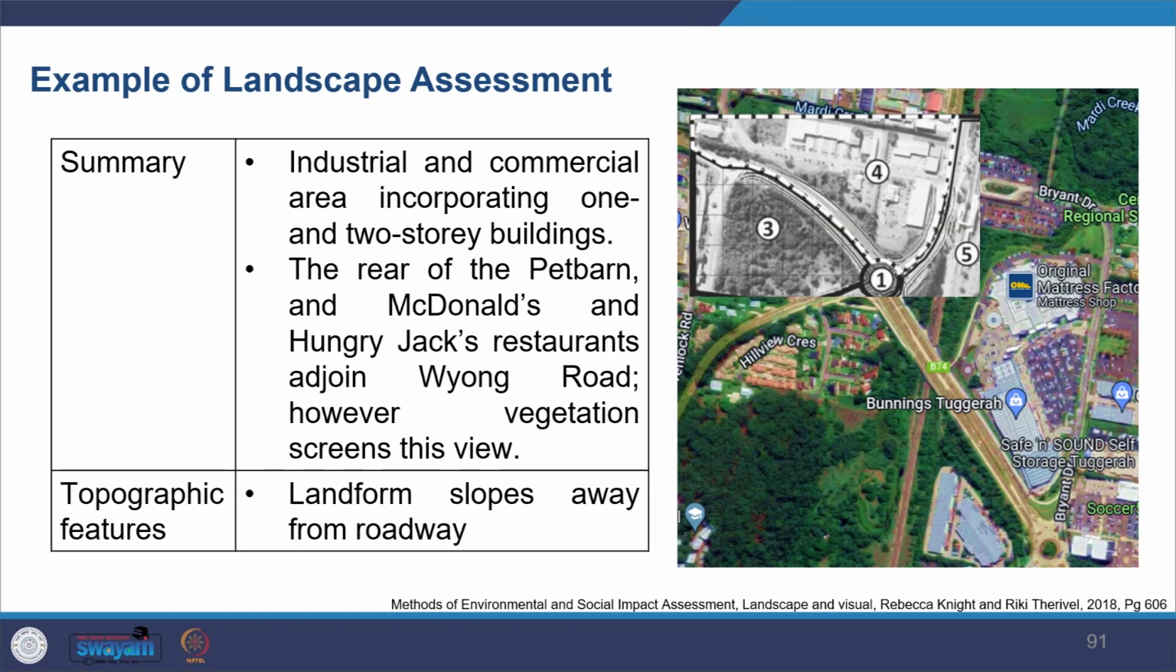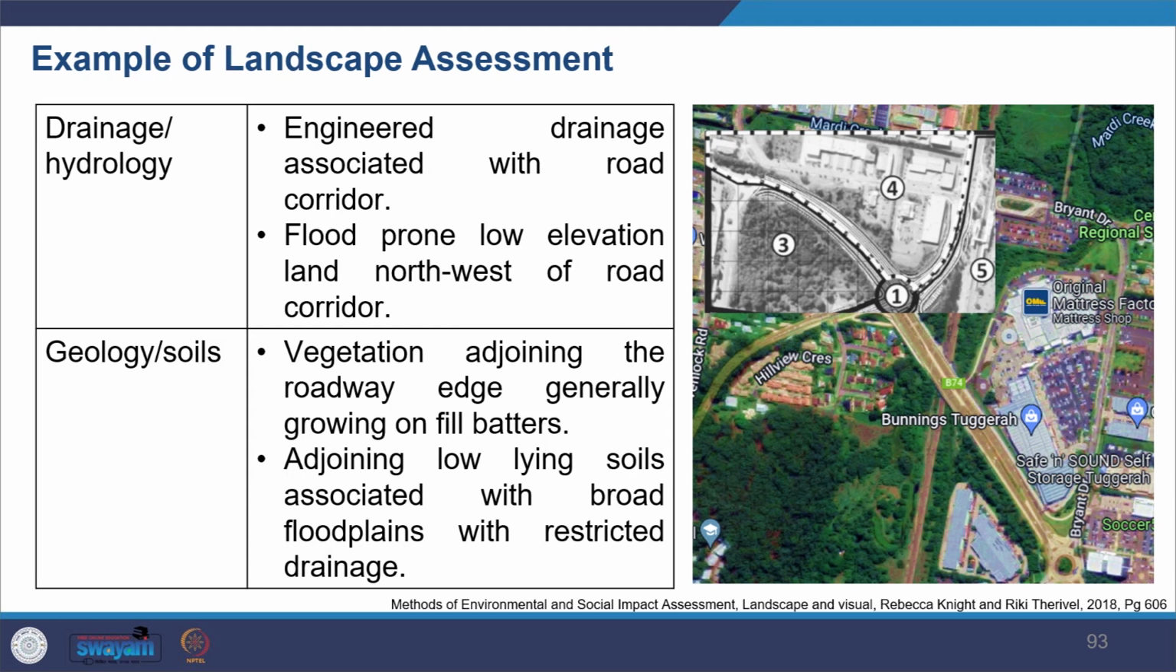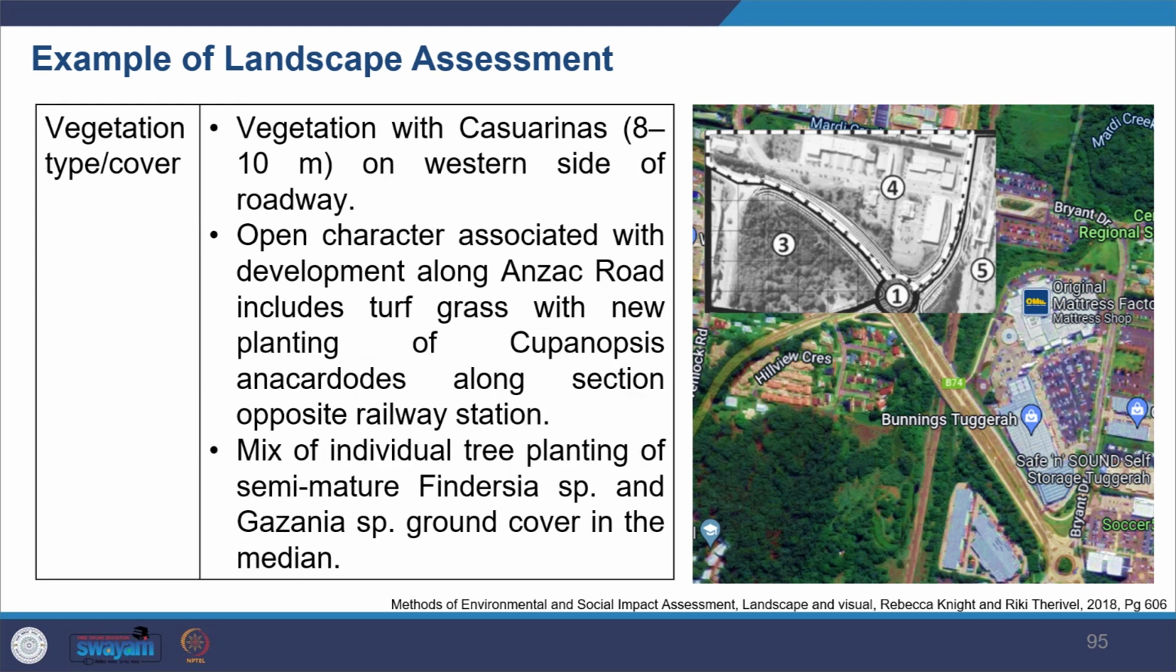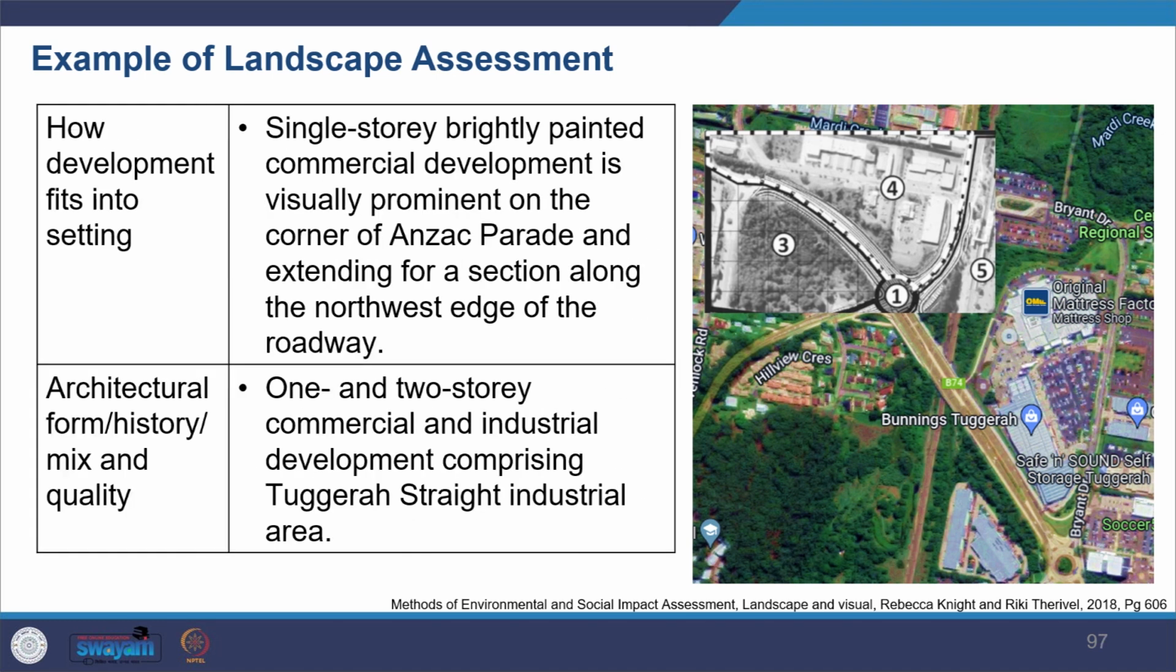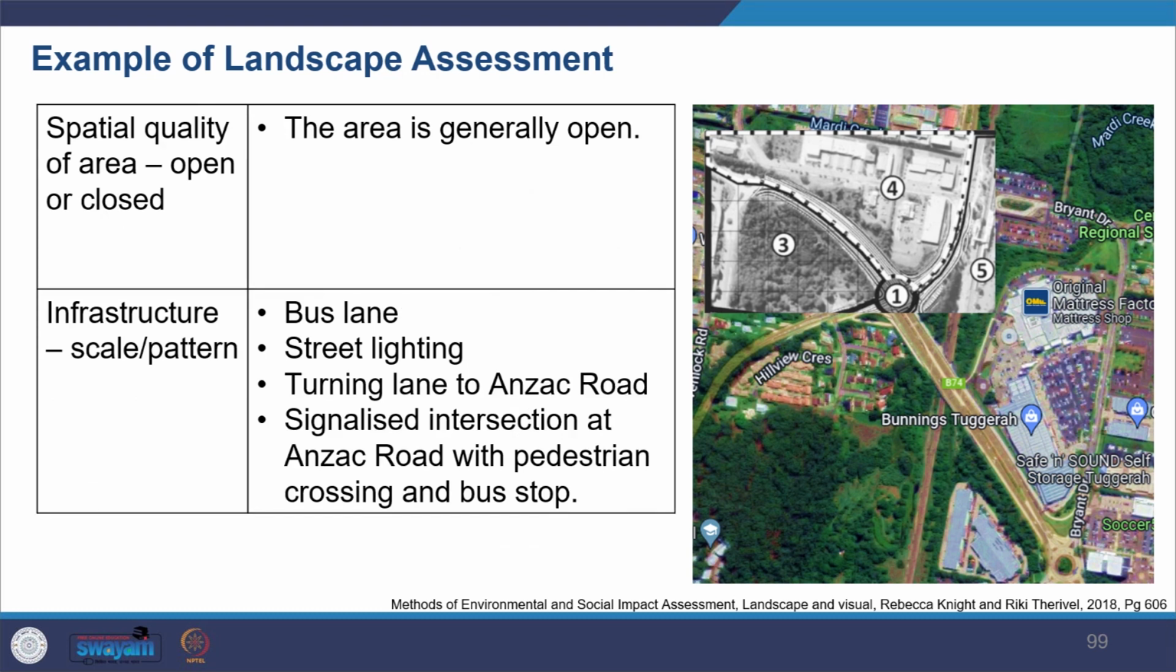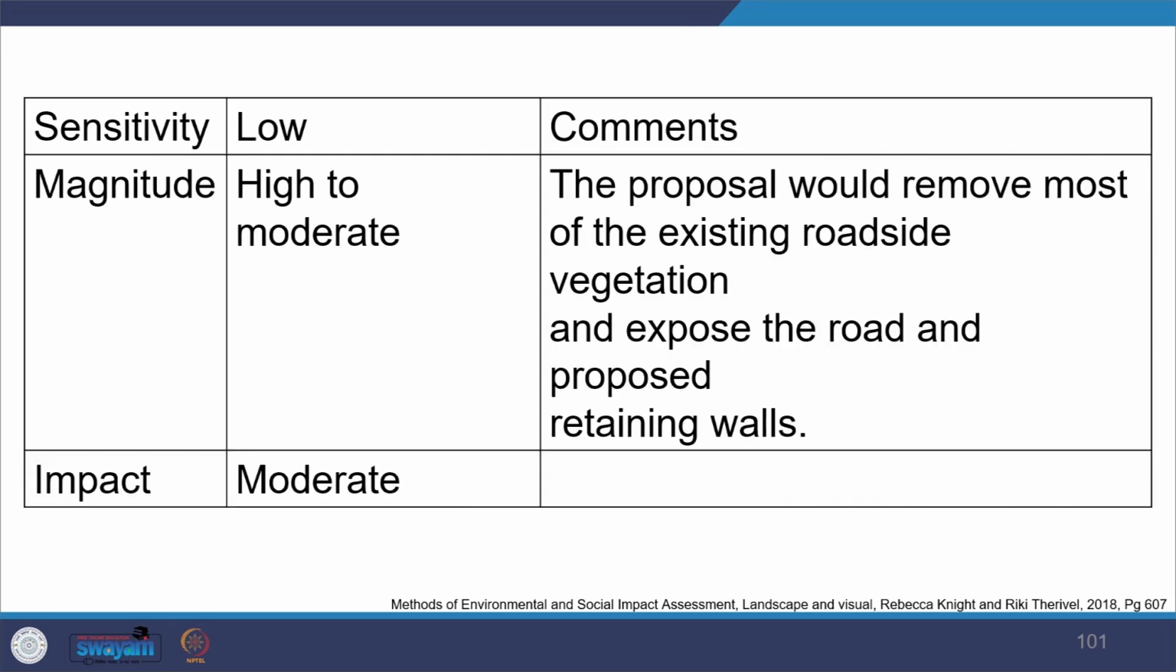And this is another case where you assess the landscape with all those aspects, the factors which you saw, in terms of topographic features, how much they are changing, the components and elements, how much they are changing, the drainage, hydrology, geology, and soil. So in the landscape, you're seeing everything in a cumulative manner. The vegetation type and cover, then archaeological history, how it's changing, the spatial quality of the area, the infrastructure scale and pattern, what the magnitude is, and then what the impact of that is.